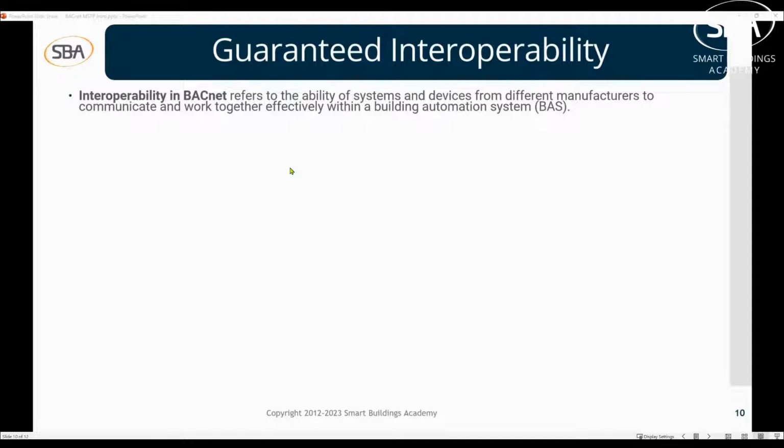In the 90s, a lot of people claimed they were BACnet capable, but didn't necessarily include all the things that BACnet requires for it to communicate seamlessly on a BACnet network. So interoperability in BACnet refers to the ability of a system and devices in that system from different manufacturers to communicate and work together effectively within a building automation system. Interoperability is a big deal. If I have manufacturer A over here, manufacturer B over here, and they can't talk, one of them is not BACnet compliant, or it's just been set up wrong. But if it's not BACnet compliant, you need to find an object that is BACnet compliant.